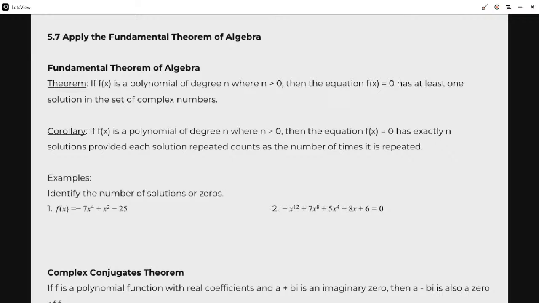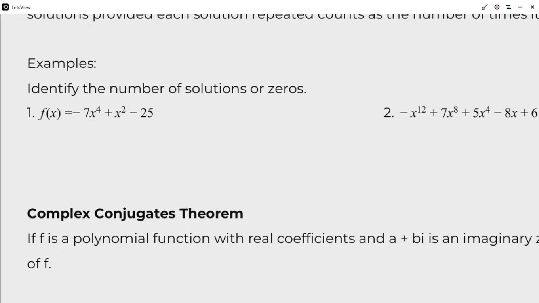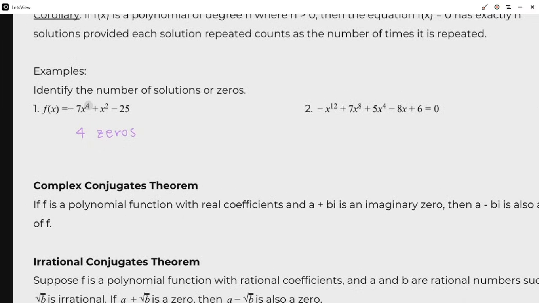Okay, so for the first two examples, we want to identify the number of solutions or zeros. So again, all we're looking at is the highest degree. So in the first problem, that's 4. So that means there's going to be 4 zeros. And I wrote zeros for this because it doesn't say it's equal to 0. And then for number 2, our highest degree is 12. So that means we have 12. And I'm going to write solutions for this one because it says equals 0 in the problem. So yeah, that's it. You just look at the highest degree and that's the number of solutions or zeros that you should have in the problem.